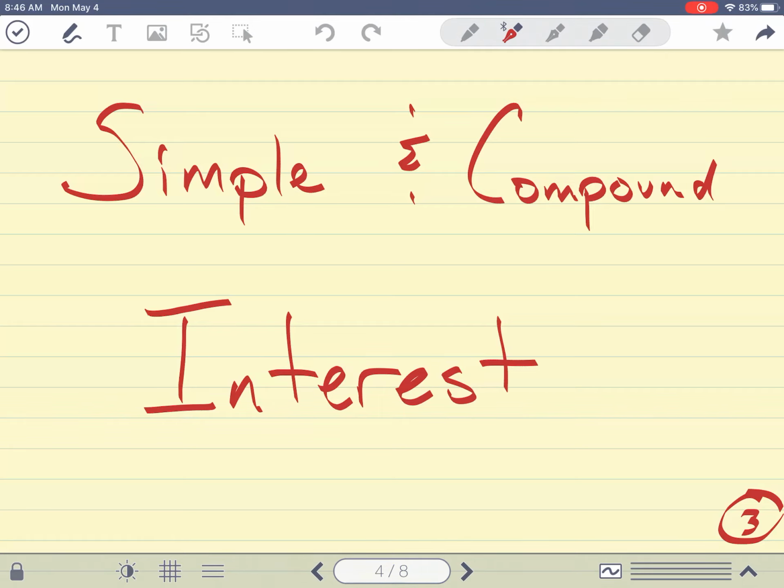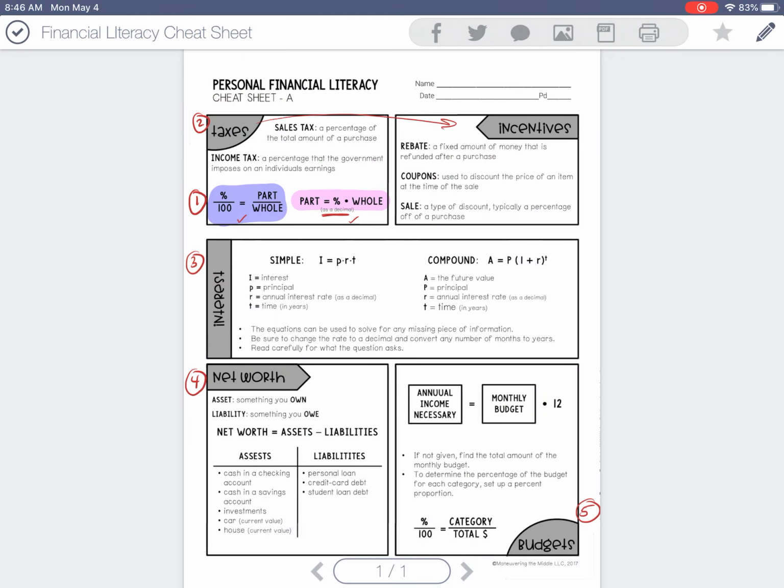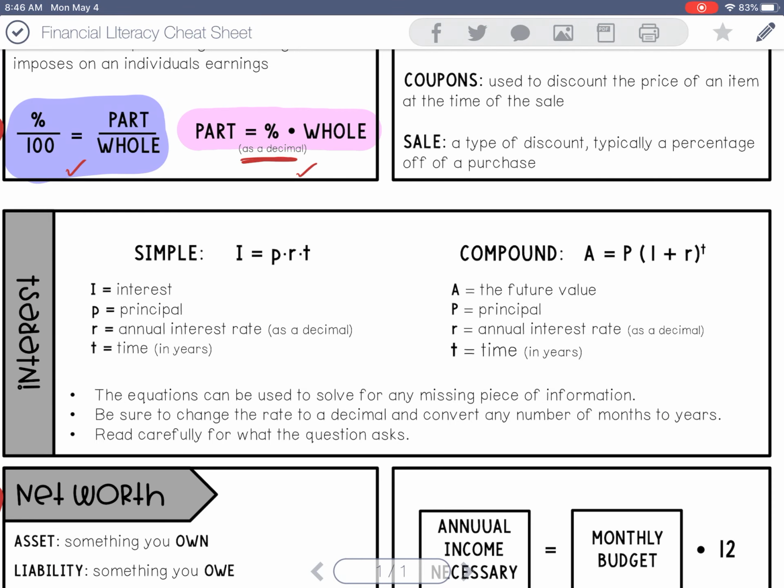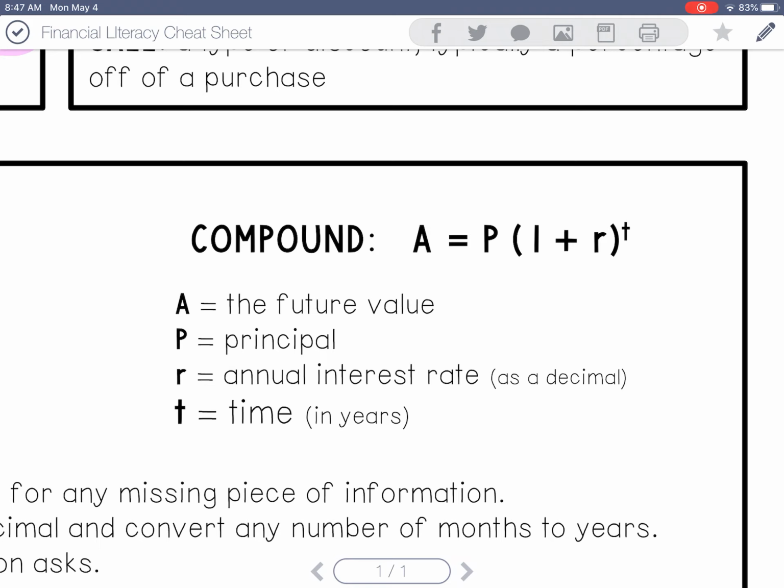If you go to your cheat sheet, got it right here in the middle. Okay, simple interest: I is equal to PRT. Compound interest is A is equal to P times the quantity, 1 plus R, raised to the T power.